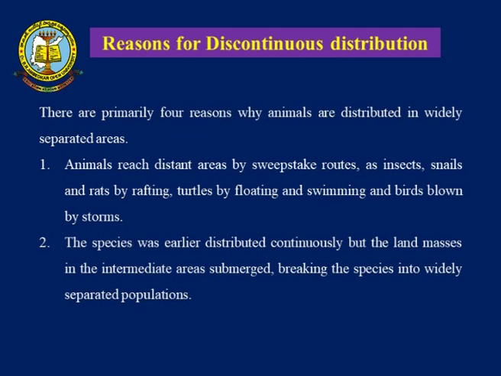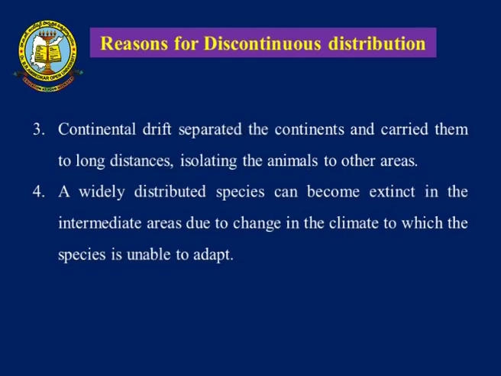The species was earlier distributed continuously, but the land masses in the intermediate area submerged, breaking the species into widely separated populations. Continental drift separated the continents and carried them to long distances, isolating animals to that particular area. A widely distributed species can become extinct in the intermediate areas due to change in the climate to which the species is unable to adapt.